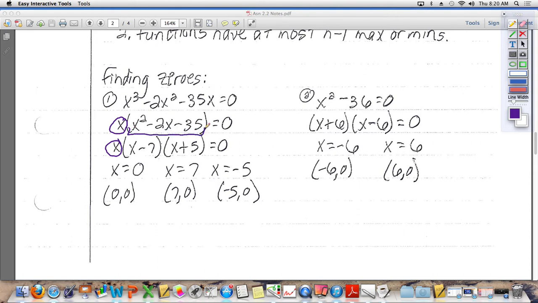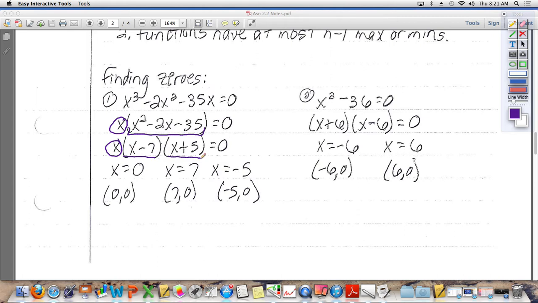But then I had to look at this thing, because still I look at this and I don't know what the zeros are. What are the zeros of x squared minus 2x minus 35? So now what I need to do is go back to maybe your freshman year when you learned to factor. You have to look for numbers that will multiply to give you a negative 35 and when you add them together, they get you negative 2. What numbers multiply to give you negative 35 and add together to give you negative 2? A negative 7 and a positive 5.